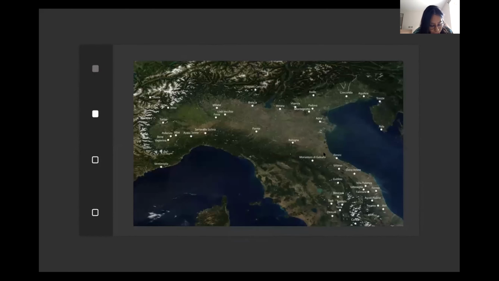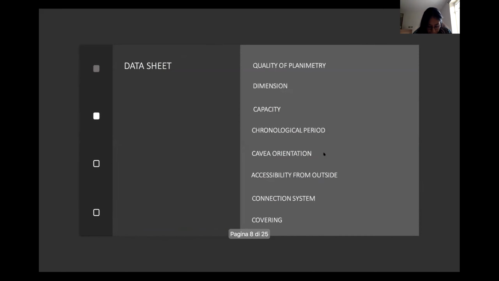I've analyzed 45 Roman theaters in the regiones 5th, 6th, 8th, 9th, 10th and 11th. This data sheet is organized in these voices in order to get a full understanding of each single part of the cavea. If Greek theaters were mainly built against a slope, in the Roman ones we can see different architectural solutions which allowed building the cavea without any natural support.